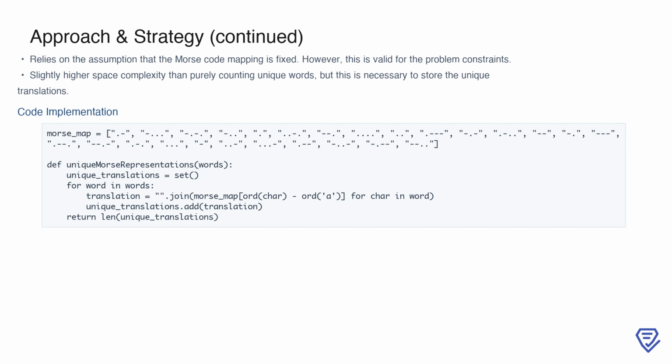The code implementation follows this optimized approach step by step. First, we define an array containing the Morse code for each letter of the alphabet. Then, for each word, we construct its Morse translation by iterating over its characters, using the mapping array to convert each letter. These translations are stored in a set, ensuring only unique representations are counted. Finally, the function returns the size of the set, which represents the total number of unique Morse code words. This solution is both elegant and efficient, leveraging the problem's constraints to minimize computation while maintaining clarity and correctness.